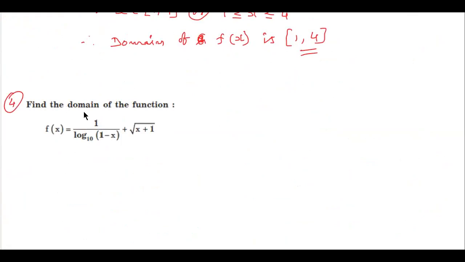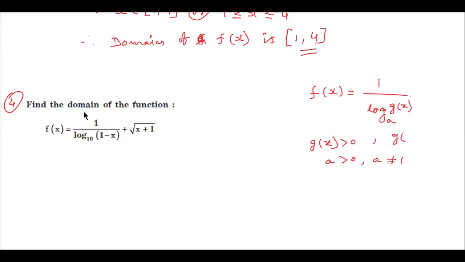Find the domain of the function. Here logarithm is there and root is there. So once see these small conditions, f of x is equal to 1 by logarithm of g of x to the base a. So the logarithm function exists for g of x greater than 0, and base a is always greater than 0 and a not equal to 1. And here the logarithm is in the denominator. So g of x is not equal to 1.